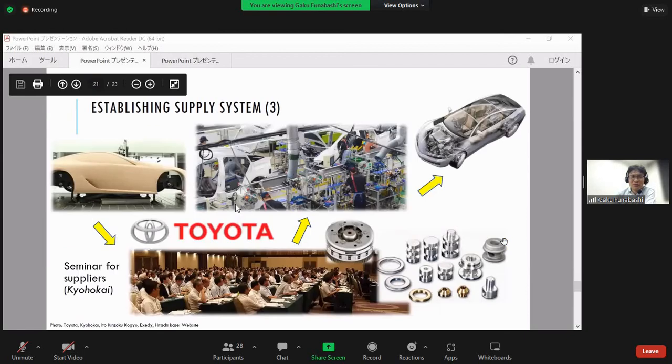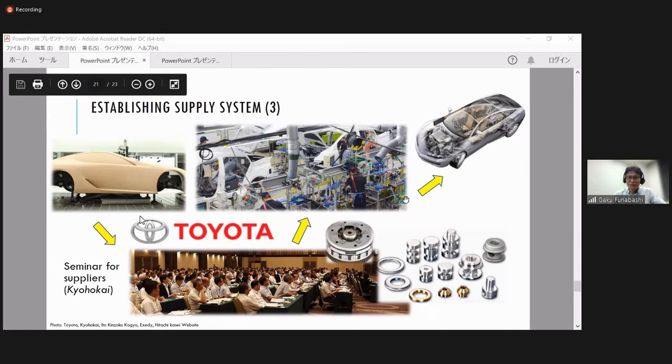Okay, so that was the value chain. And talking about the value chain again, the most famous production process is the Toyota Production System. Toyota Production System is also a kind of backend technology, because behind the production of the car, they have a huge system for the production.